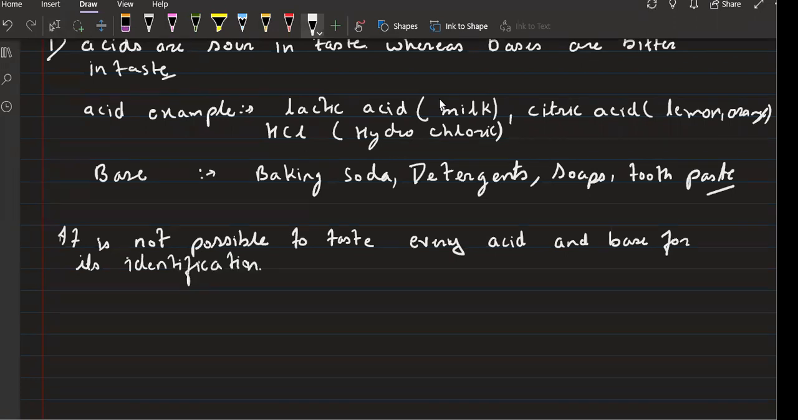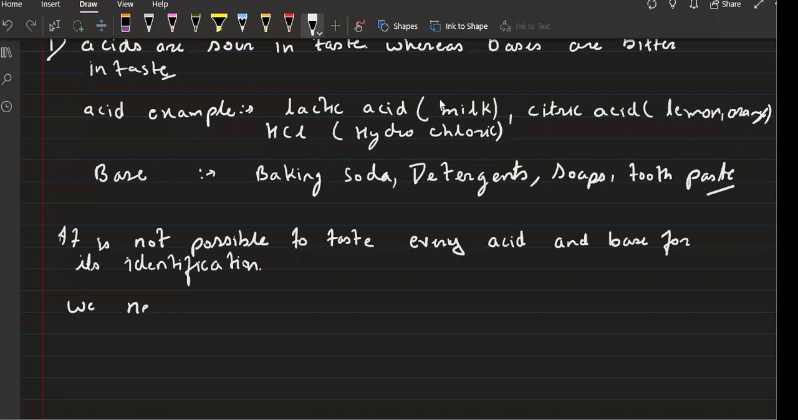If we cannot taste each and every acid, then how can we know that this is acid or this is base? Because when you talk about chemistry, we can't see H plus and Cl minus breaking down. The properties are because of this dissociation, but we cannot see that. It is not a physical change, right? Yes, very good.